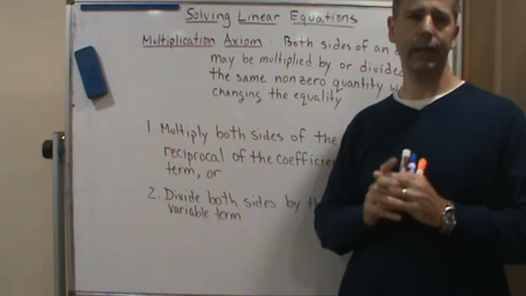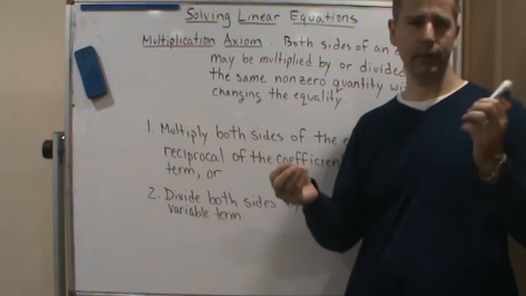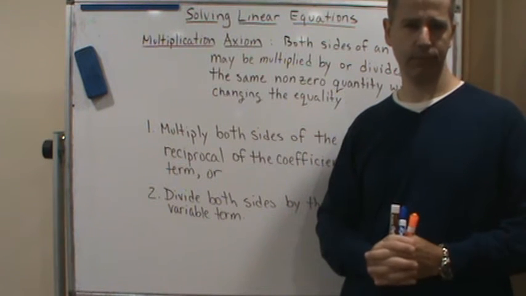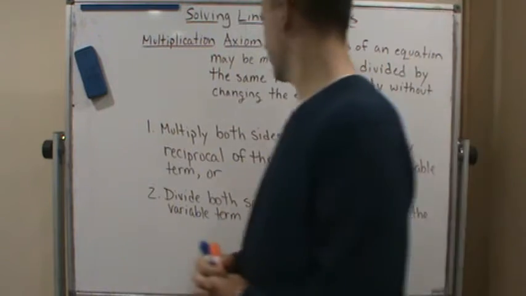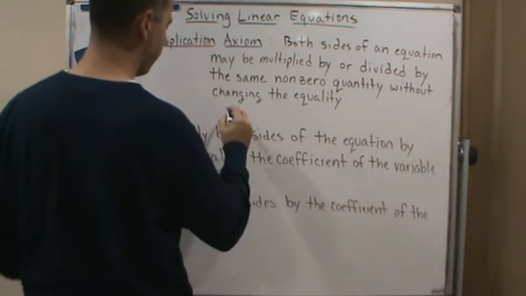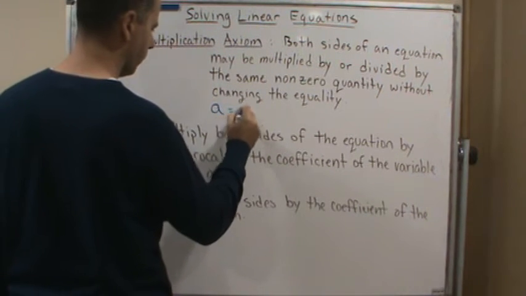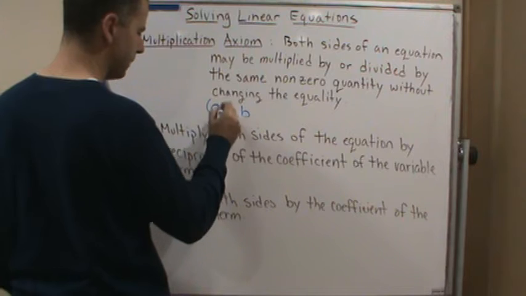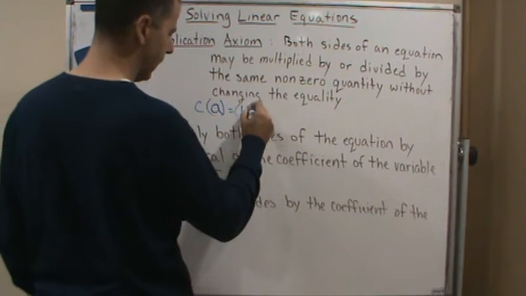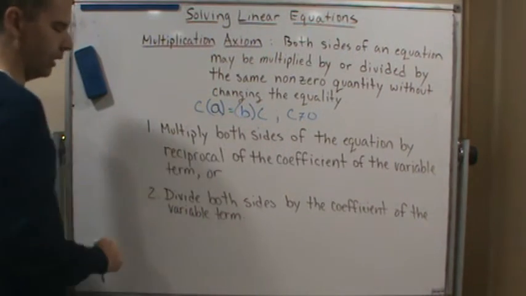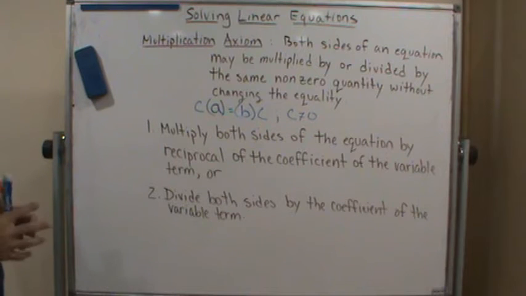So if you take an equation and you multiply both sides of the equation by the same non-zero quantity, the equation is left unchanged. The equality is left unchanged. So what does that mean? It's just like before. If I have A equal to B, so that if I multiply both sides by the same non-zero constant, then the equality remains unchanged. So that's the multiplication axiom.